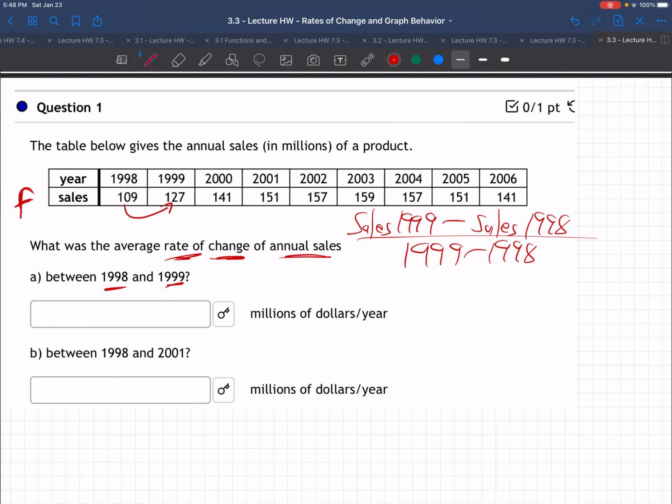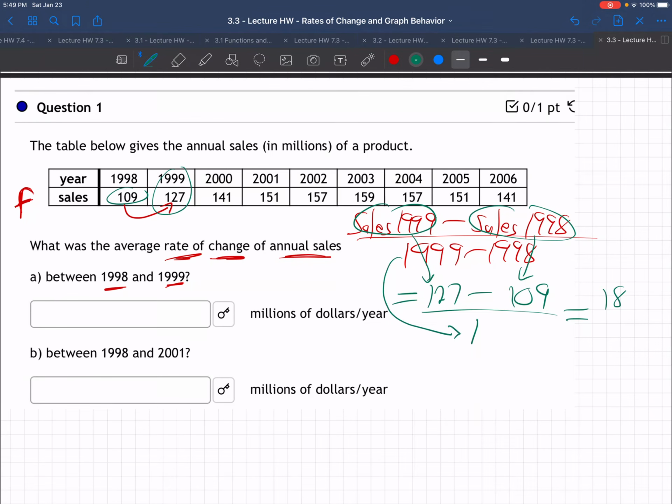So, what's that going to equal? Well, what were sales in 1999? 127 million. 127 minus, what were sales in 1998? 109. In other words, how much did sales change from 1998 to 1999? Whatever that subtraction is, what is that, 18? I think. Yeah, 18. Over, and then this is just 1 on the bottom, right? Because that's over 1 year. In other words, sales changed by 18 million in 1 year. So the answer is 18, right?